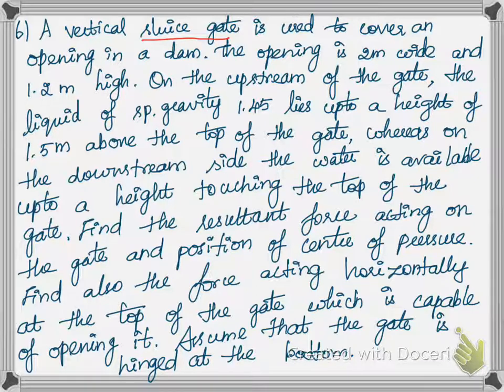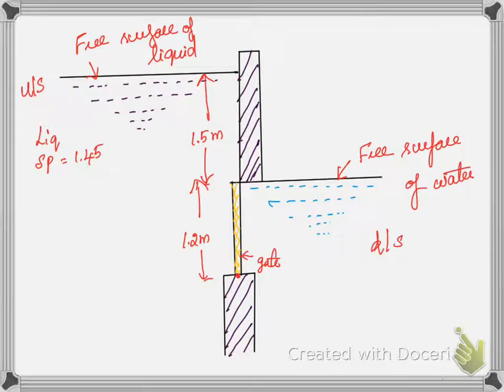So the first point is we have to determine the resultant force. Second, find also the force acting horizontally at the top of the gate which is capable of opening it, and assume that the gate is hinged at the bottom. You can see this, let this be the hinge. So this is what is given to me in the problem. So we have to determine the resultant force and the position of center of pressure, and also apart from that we have to find the force which is required to open the gate.